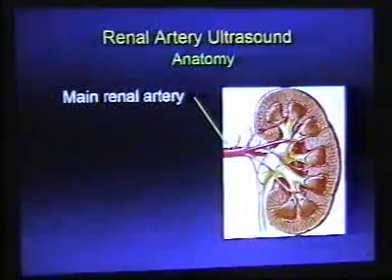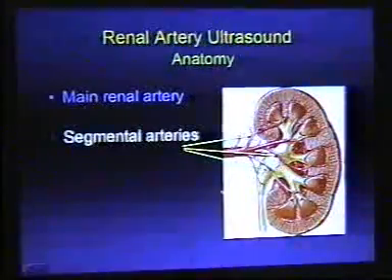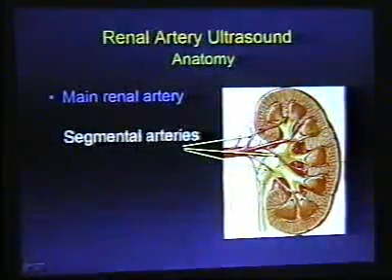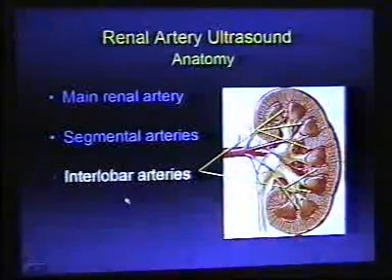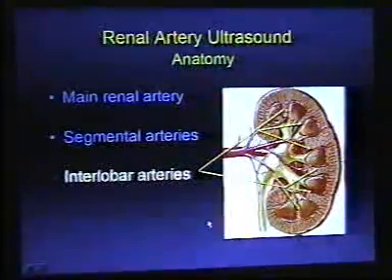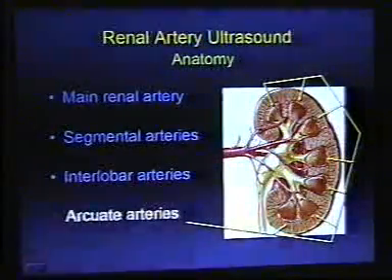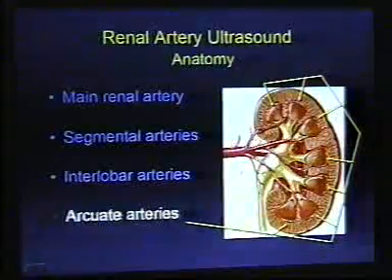Here you can see the anatomy. Just going to the basics, this is main renal artery. Then we have segmental arteries and interlobar arteries. These are arcuate arteries.